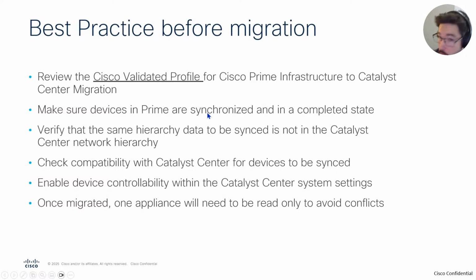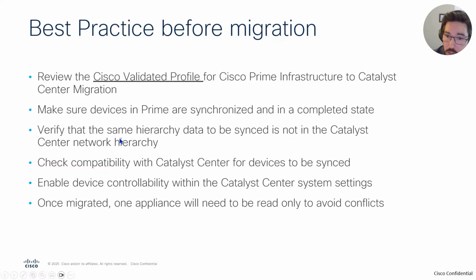Best practices for migration: make sure you review the CVD, the Cisco Validated Profile, for Cisco Prime Infrastructure to Catalyst Center migration. This is online. Just give it a simple Google search: Cisco Prime Infrastructure to Catalyst Center migration. Make sure devices in Prime are synchronized and in a complete state. These are your network devices. Verify that the same hierarchy data to be synced is not in the Catalyst Center network hierarchy.